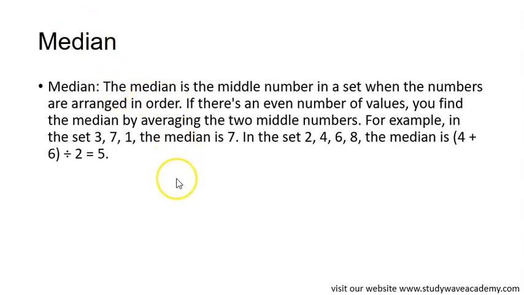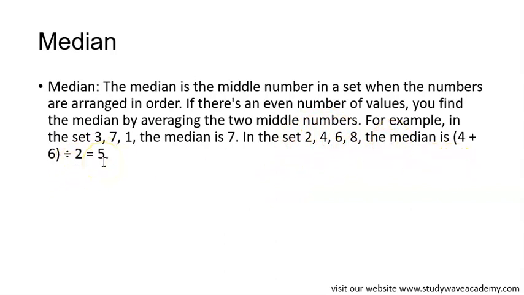The median is the middle number in a set when the numbers are arranged in order. If there is an even number of values, you find the median by averaging the two middle numbers, okay? For example, the set 3, 7, 1, the median is 7. And in the set 3, 4, 6, 8, the median is 5.